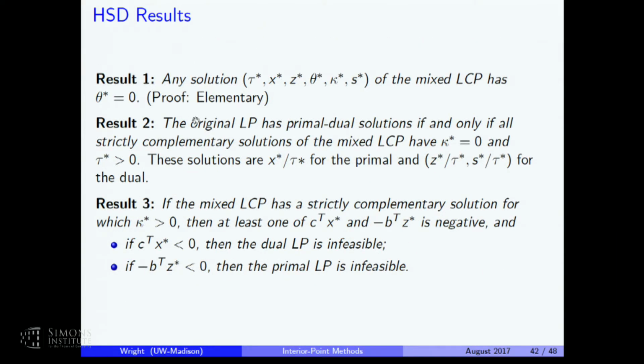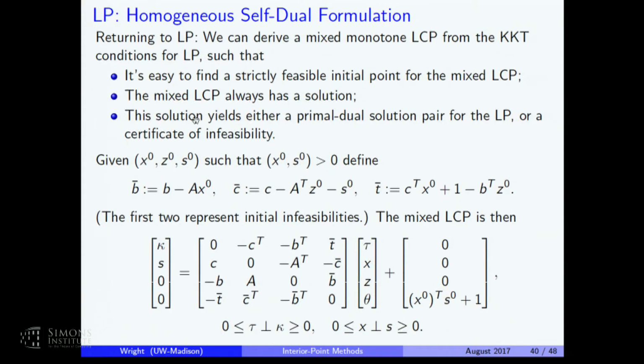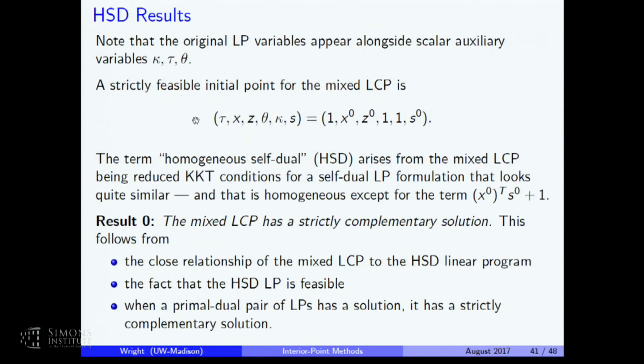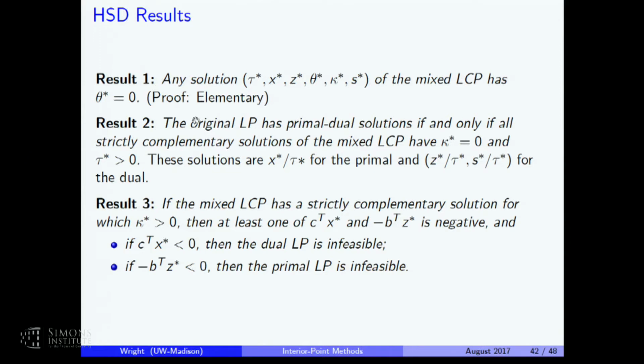And then there are 3 results that are sort of classical results in the literature. The first one is that any solution in the mixed LCP has theta equal to 0. The theta is one of the variables that we had to add on. So theta equals 0 means that this last column is going to be multiplied by 0, and what's left is going to satisfy the original conditions for the primal and dual feasibility for the original LP. Okay, so that's the first result.